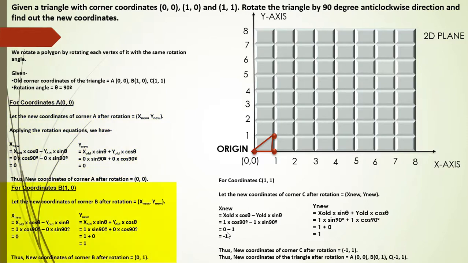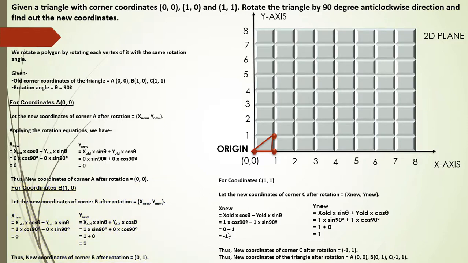For coordinate B, which has old values 1, 0, let the new coordinates of corner B after rotation be x new and y new. So x new can be calculated with x old into cos theta minus y old into sin theta, which after placing all the values gives 0 as the x new value of corner B. And the y new value can be calculated with x old sin theta plus y old cos theta. By placing all the values, we get y new equal to 1. So the new coordinates of corner B after rotation are 0 and 1.